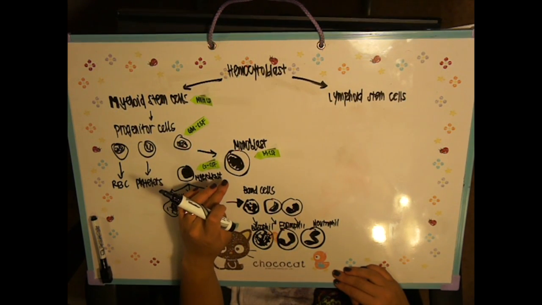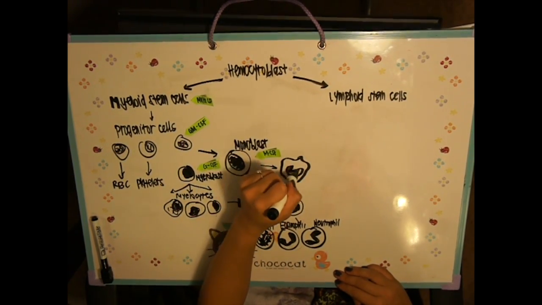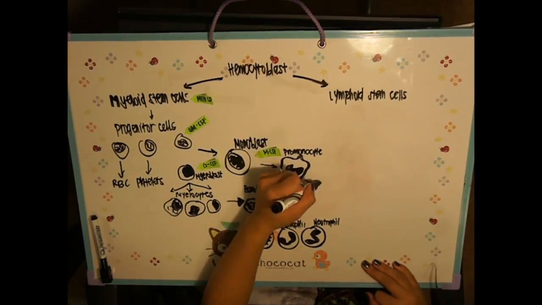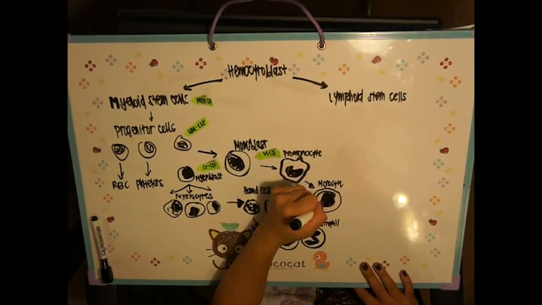Then to monoblasts. Monoblasts create promonocytes, which is the stage before the final cell type, monocytes. Monocytes are the largest white blood cells, but when they leave the blood, they become macrophages.